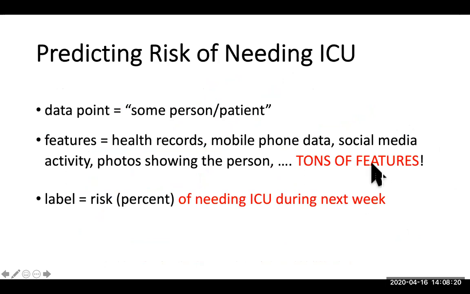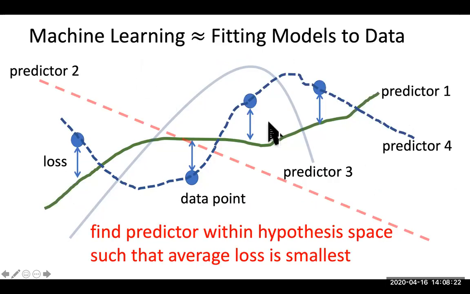Okay, so which predictor function would you prefer? So which of these predictor functions would you prefer here? Do you have an intuition? What is the best predictor function? Which one should we use? What about this predictor 4?